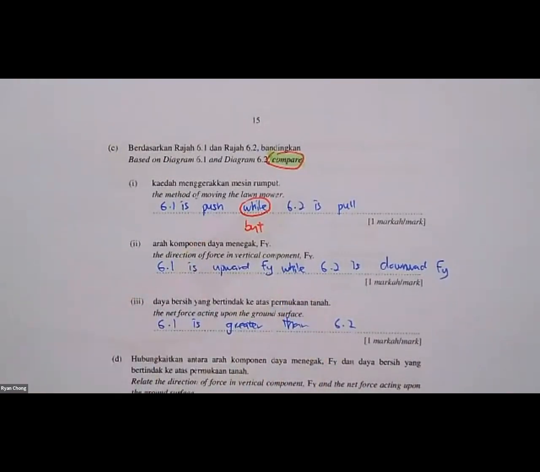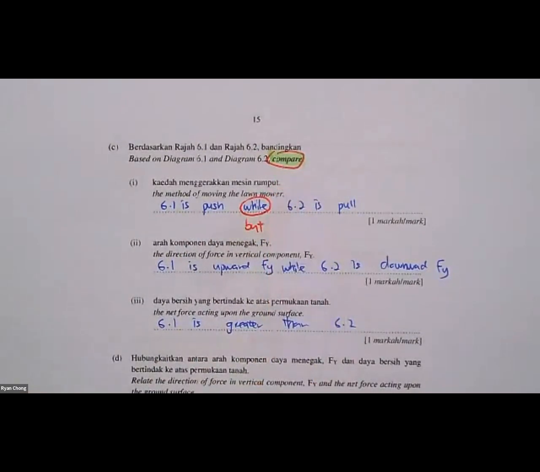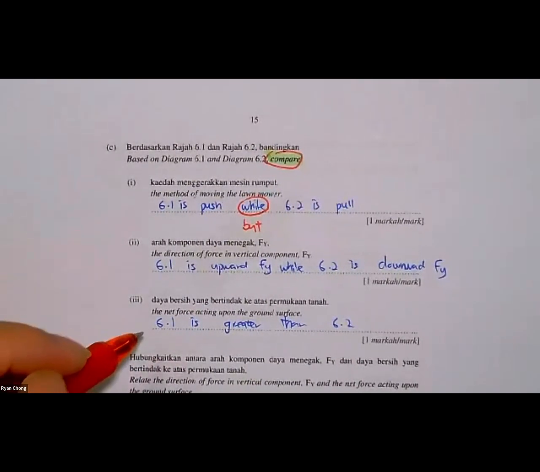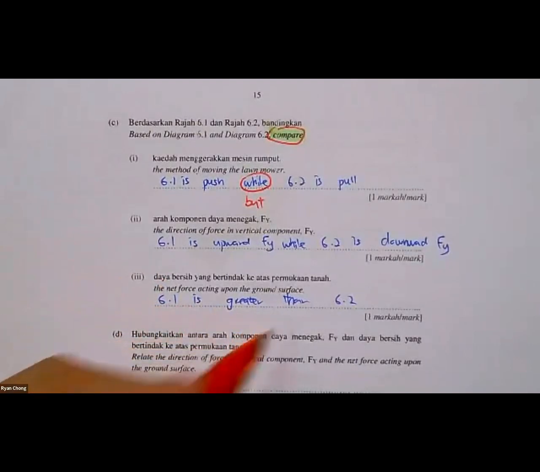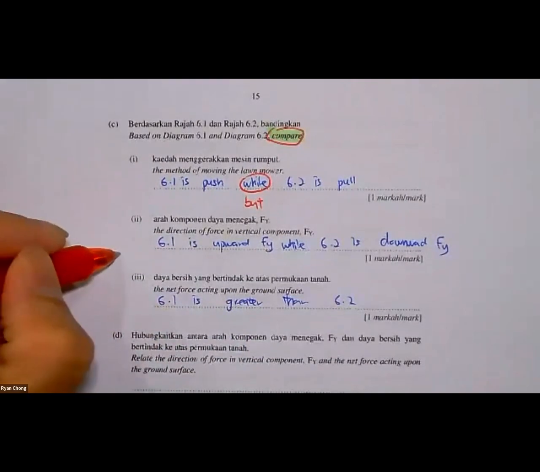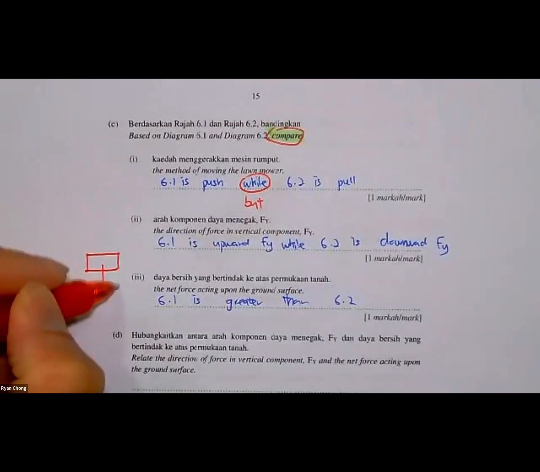But if you say 6.1 upward, comma 6.2 downward, wrong. Because they got already mentioned compare. Compare means you have to say this, then, and so on, right? Okay. Right. So then why 6.1? The force acting to the ground greater, because okay, like this. Your machine, sure the weight is go down one.